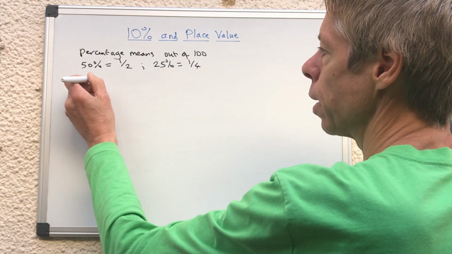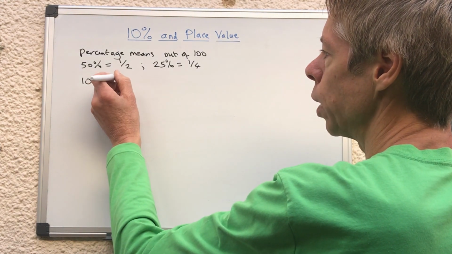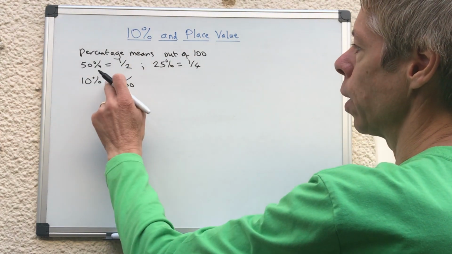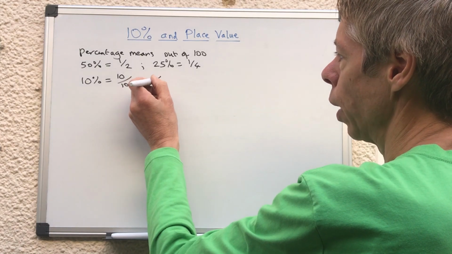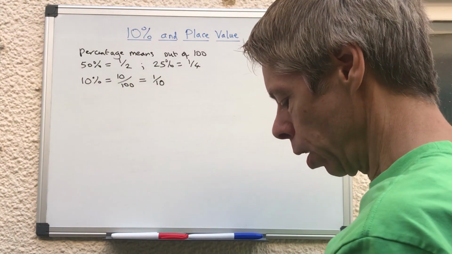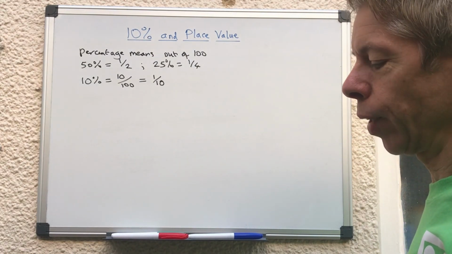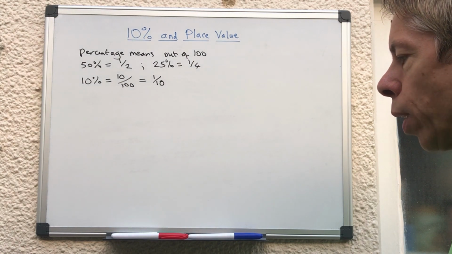So in that case, 10% is going to equal 10 out of 100. If you simplify that down, you're going to get 1/10. So what we're going to look at now is finding 10% of a number. Basically that means finding 1/10.